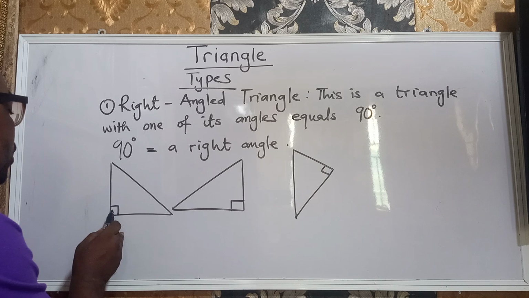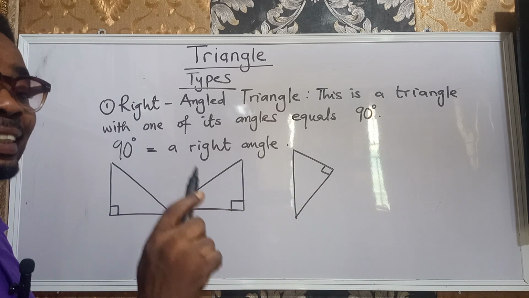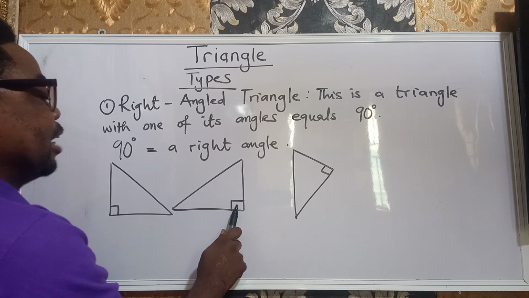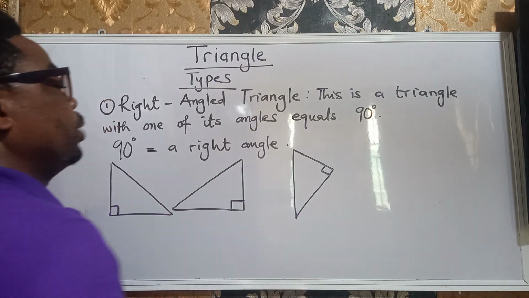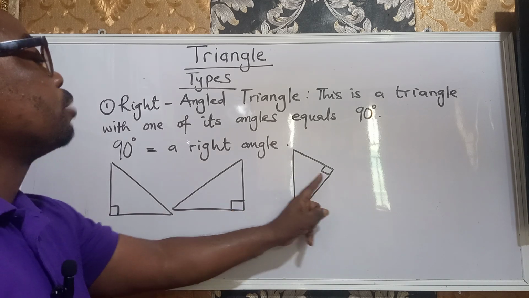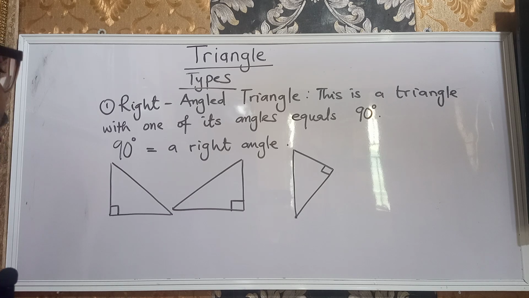Now, this box you are seeing here shows that that place is equal to 90 degrees, and this is the right angle there, here, and here. Any triangle you see with this type of angle is a right angled triangle.